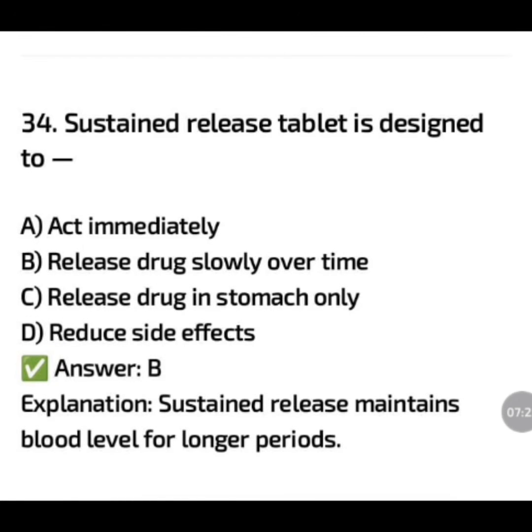A sustained release tablet is designed to act immediately, release drug slowly over time, release drug in stomach only, reduce side effects. The correct answer is option B, release drug slowly over time. Sustained release maintains blood level for long periods.